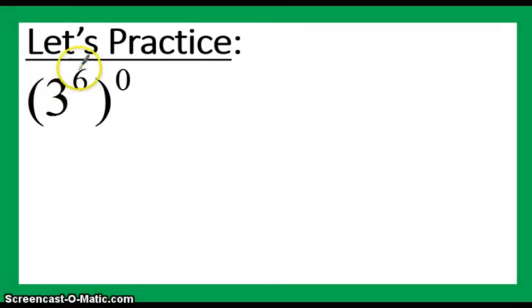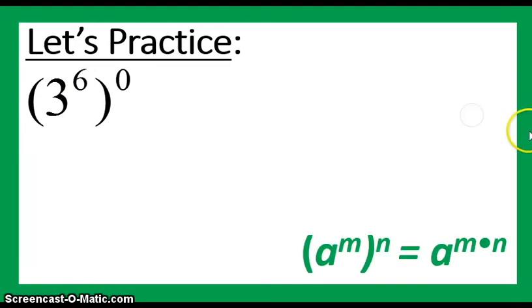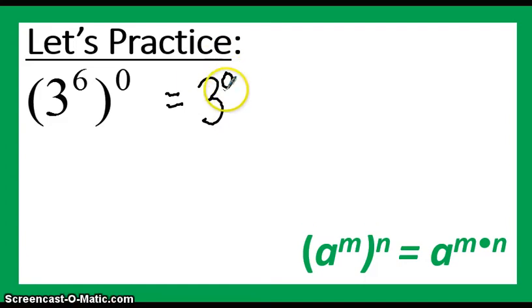We have 3 to the 6th to the 0 power. Remember, our rule says we have to multiply the exponents if we have a power of a power. So 6 times 0 is 0, so we get 3 to the 0 power. This is not a simplified expression because now we have a 0 exponent. We know that any number to the 0 power is 1. So this expression, 3 to the 6th to the 0 power, is equal to 1.